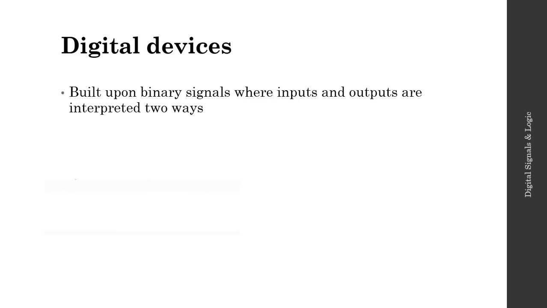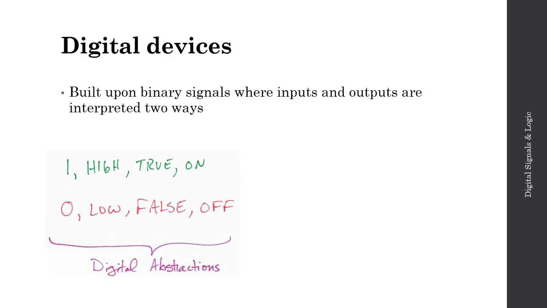So devices that are built upon these digital signals, such as your Arduino microcontroller or various other computer components, let's say, they're really built upon the binary signals where there's really two interpretations of these digital signals. We could talk about a signal as being a 1, a high, a true, or an on. So this would be typically associated with, say, like a high state. We could also talk about the signal being a 0, a low, a false, or an off. So we would typically talk about that in terms of a low state. And these are what's known as digital abstractions.